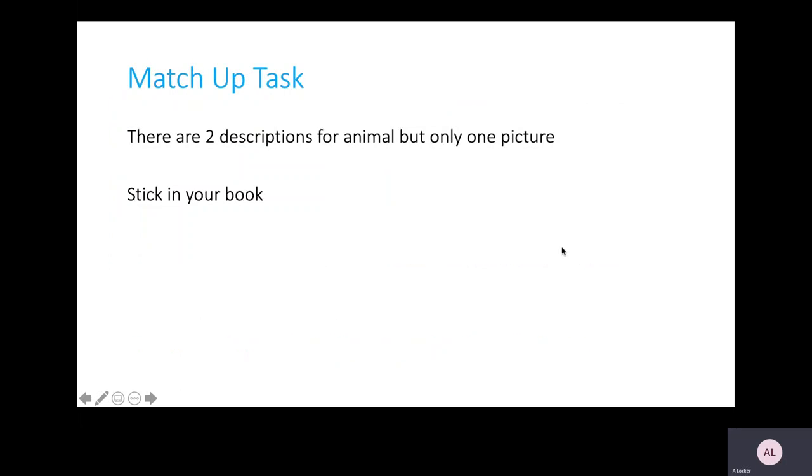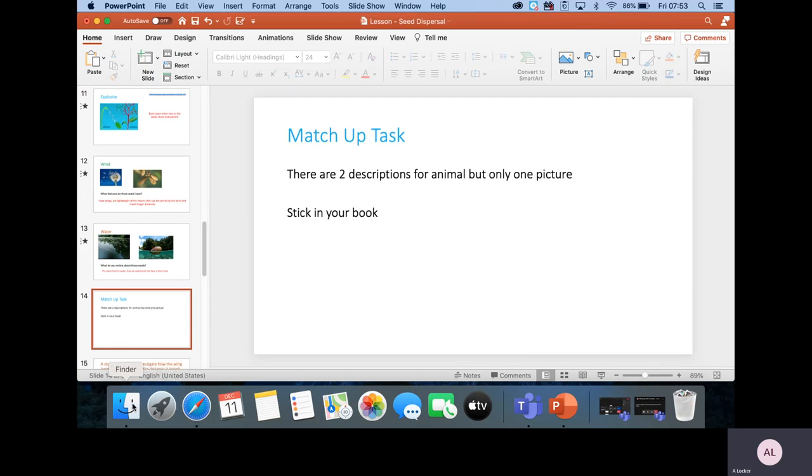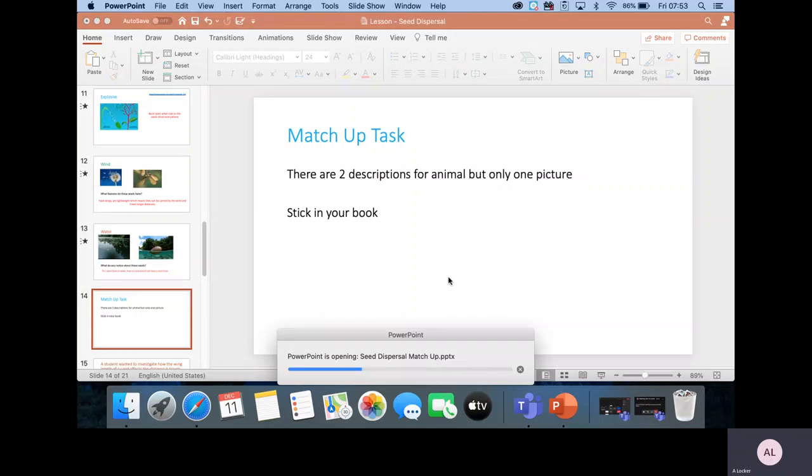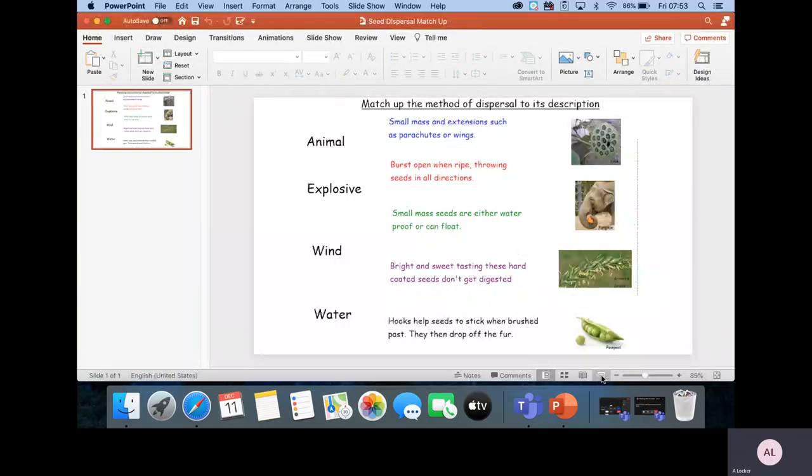Okay, so what you are going to do now is, you have got a little match-up task to do. The sheet is in the science lesson. If you found this lesson, the worksheet is in the same place, so that should help. It's a match-up task, and then we'll go through the answers. I have not got the answer one open, so I'm a bit of a silly Billy. So pause it, have a go. There are 2 descriptions for the animal, but only 1 picture, so please bear that in mind.